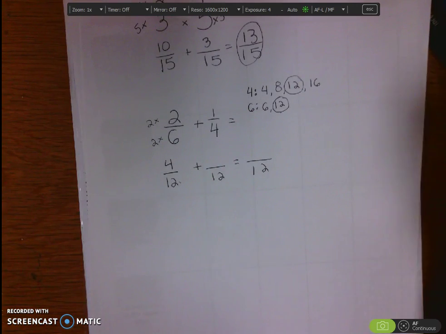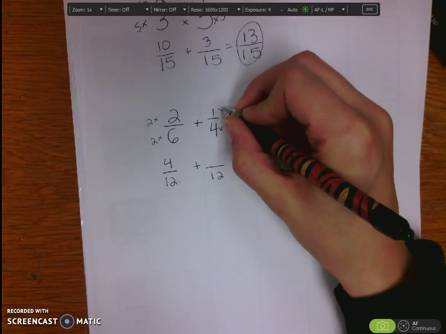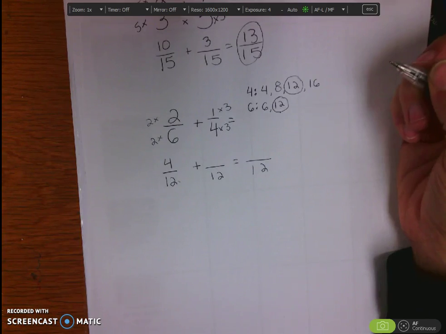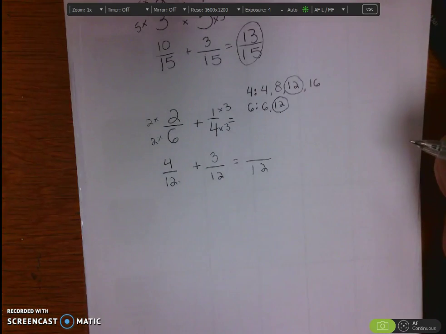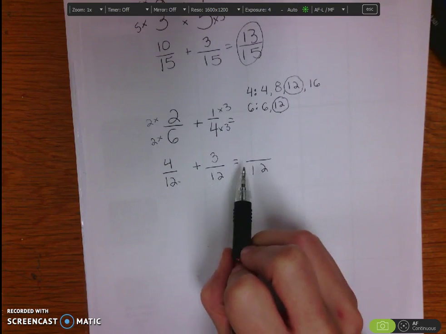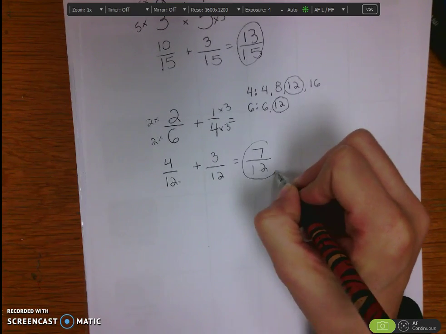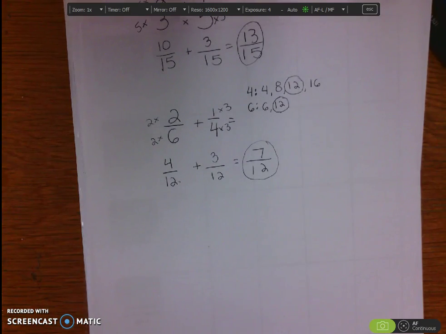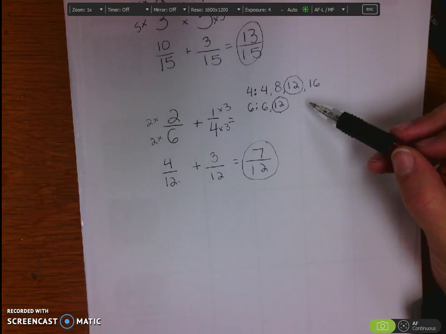Then we do the same on the other side. 4 times what gets me to 12? Well, 4 times 3. Whatever we do to the bottom, we do to the top. And my new numerator is 1 times 3 equals 3. Okay, then denominators are the same, so I can add the numerators. 4 plus 3 equals 7. Your answer would be 7/12. Okay, so always find the least common denominator because it will be faster and easier for you to add fractions.